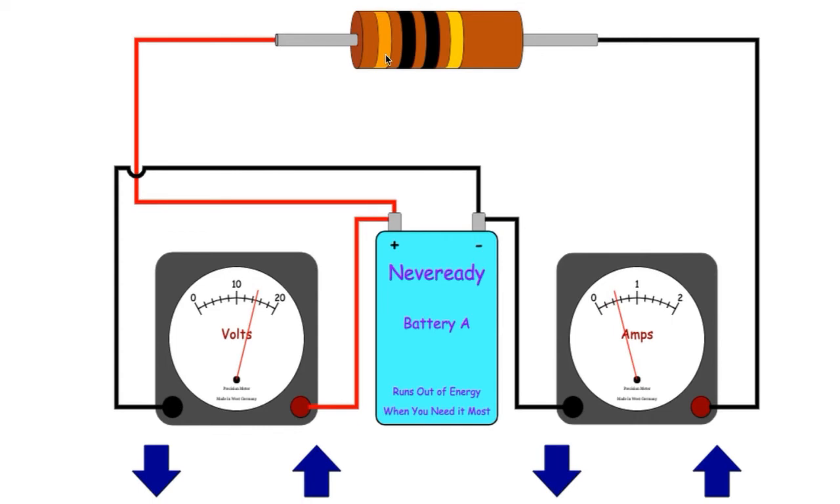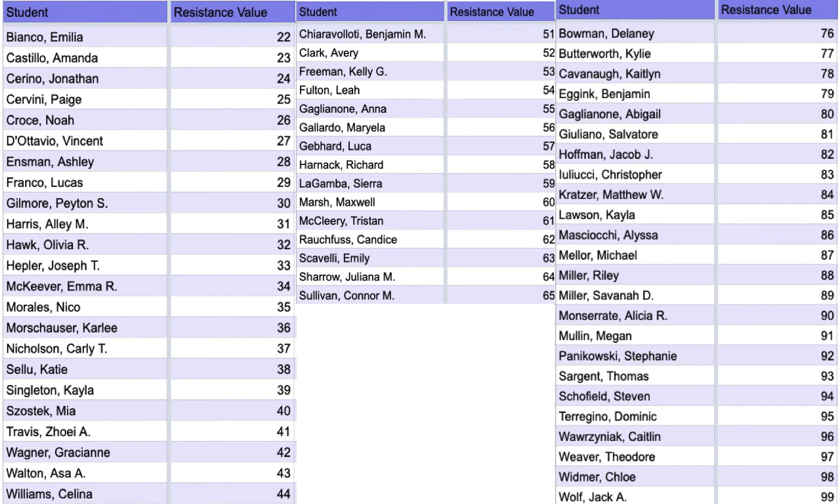So again, clicking on each stripe will change the color and therefore the resistance value. Clicking on the battery will change the battery that you're using. If you get a message to change the meter, you can do that. You can also change the meter anytime it's hard to read. Just don't have your meter get pinned to the right or to the left. Here are your resistance values that you should use. So pause the video, find your name, and see what resistance value you have been assigned.